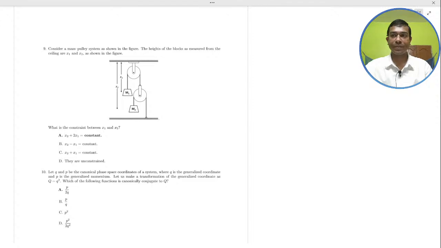Consider a mass pulley system shown in the figure. The heights of the blocks measured from the ceiling are x1 and x2. What is the constraint between x1 and x2?